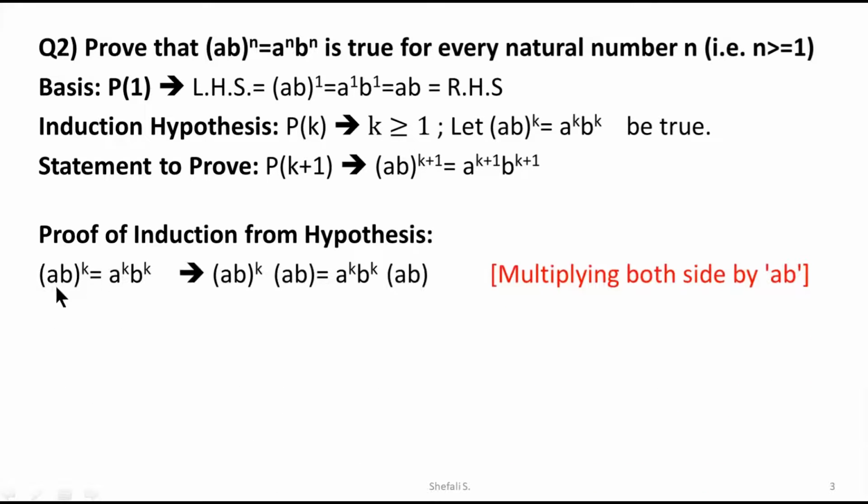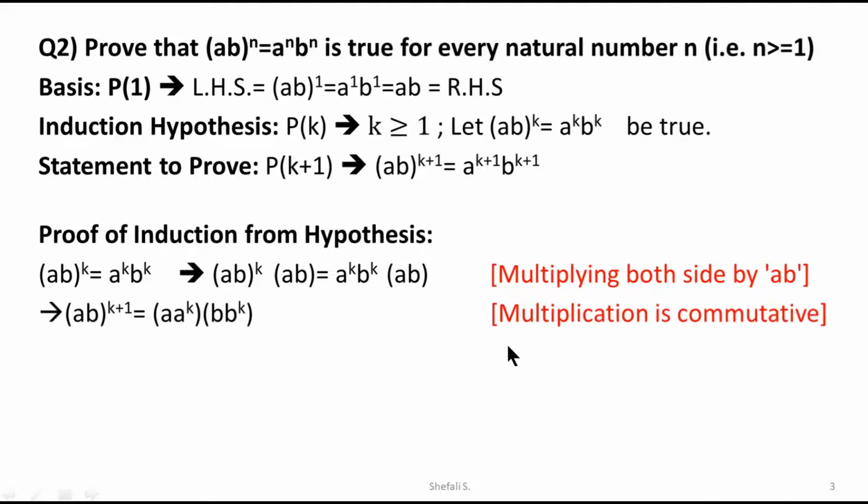The hypothesis says that AB group raised to K is equal to the individual A's for K times followed by B's K times. So I can say that if I multiply both sides of the equation by AB, because both sides are getting multiplied by the same string, I should maintain the equality. Maintaining the equality, the left hand side becomes AB raised to K plus 1, and the right hand side is A raised to K, B raised to K, multiplied by AB. I'll take advantage of the multiplication and its commutative property.